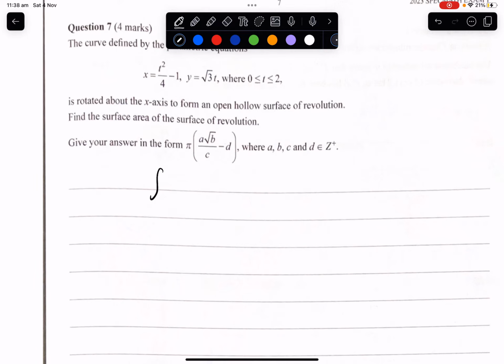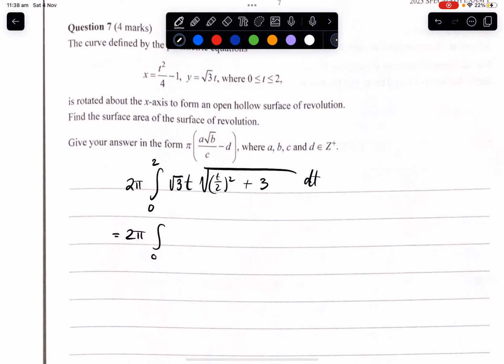So it's about the x-axis. So 0 to 2 of 2 pi y, which is root 3 t, times the square root of (dx/dt) squared plus (dy/dt) squared. So that's (t/2) squared plus root 3 squared, or 3, dt. So that's 2 pi times the integral. I'll take out the root 3 as well.